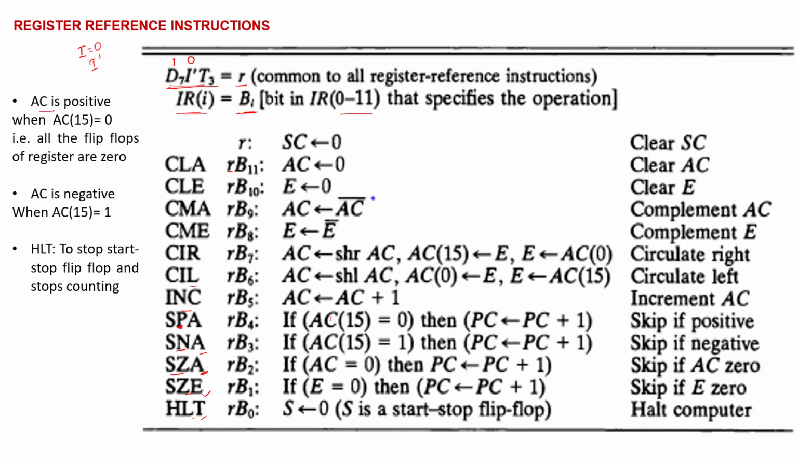So if the accumulator is positive, when will it be positive? If the 15th bit of the accumulator is 0. The accumulator is a 16-bit register. So here again, that shows that all flip-flops of the register are 0. If AC is negative, that means the 15th bit is 1, and HLT means to stop the start flip-flop and stop counting. So that is the meaning of halt. Again, you can see such types of instructions in the microprocessor and the microcontroller also.